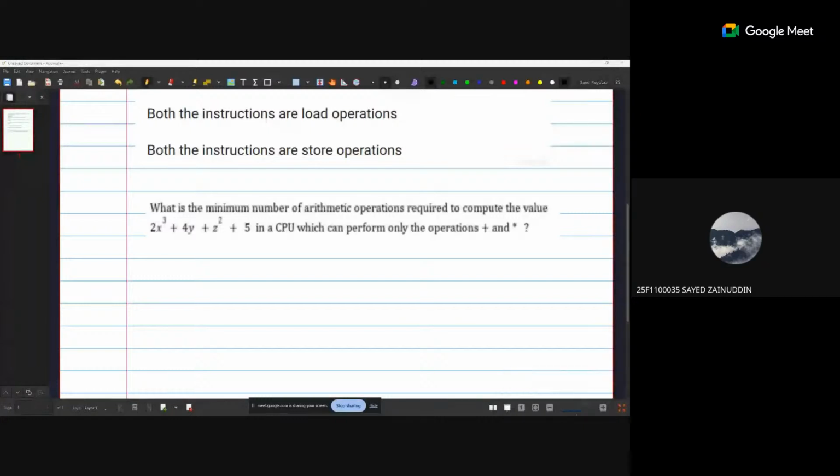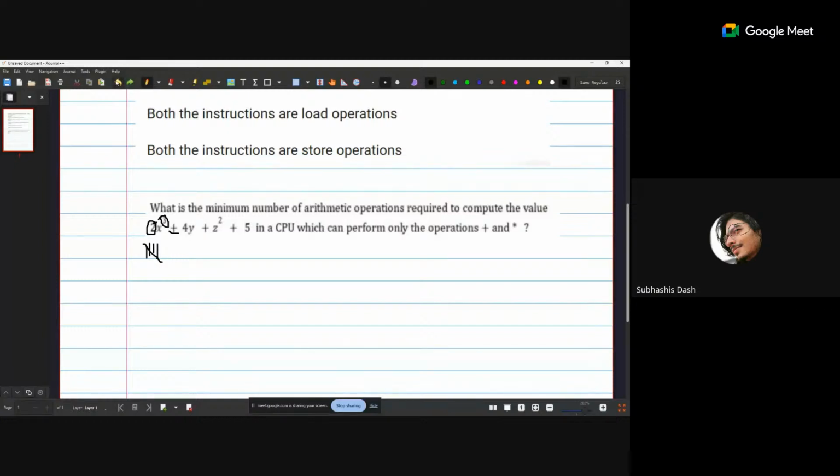Eight. So you are saying 8. Yes, sir. Okay, so let's just see if that's correct. Firstly, there's a multiplication over here and 3 multiplications over here. So we already have 4 over here, and we have an addition over here. So that's 5. After that, we have another multiplication over here. So that's 6. Another addition. So that's 7. And then we have another multiplication over here. So another 2 in that one.